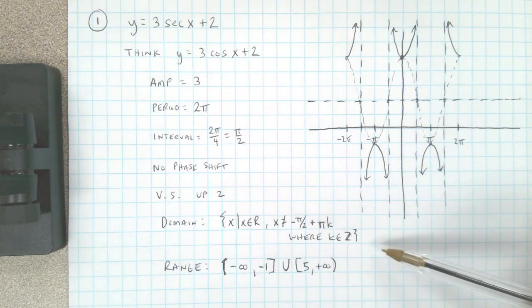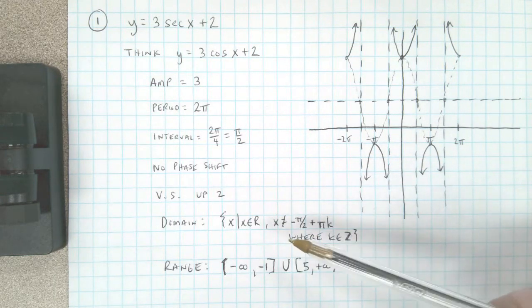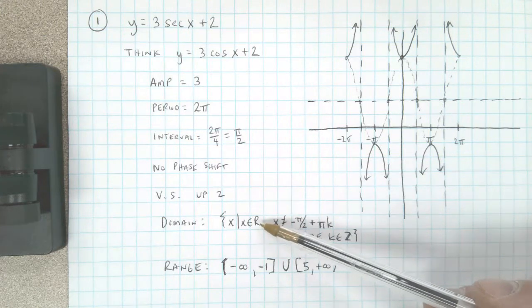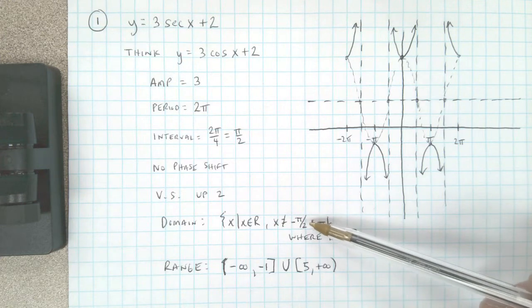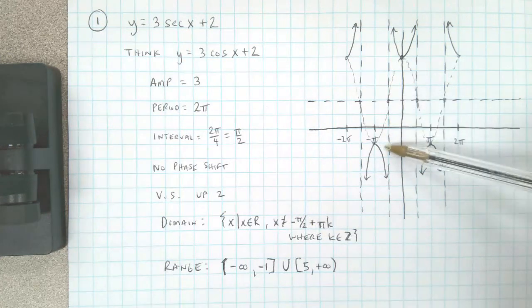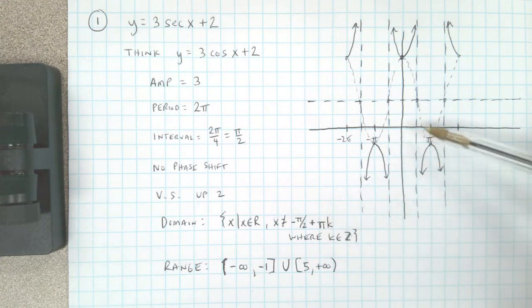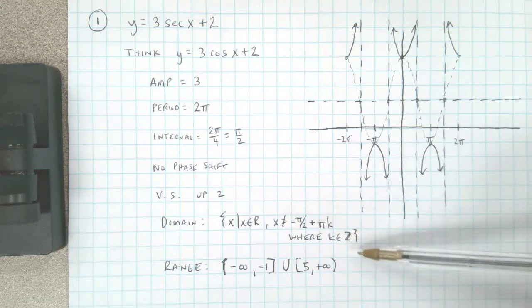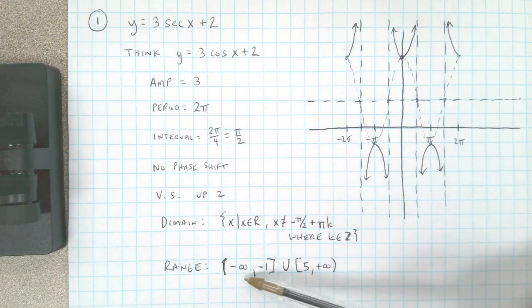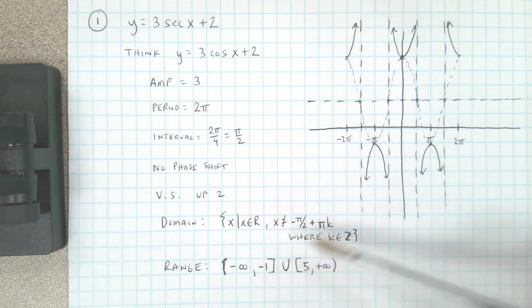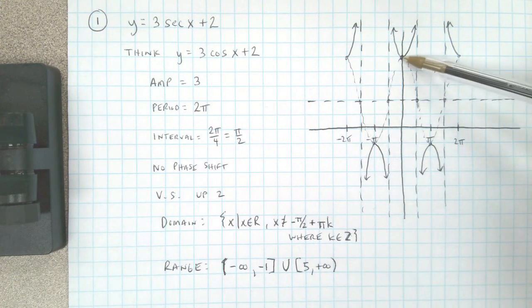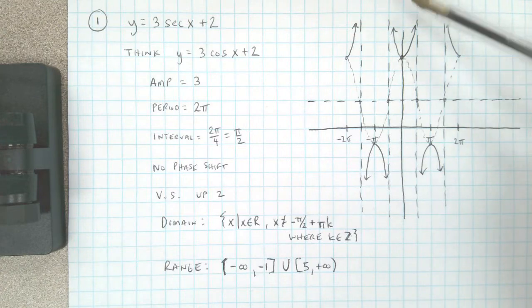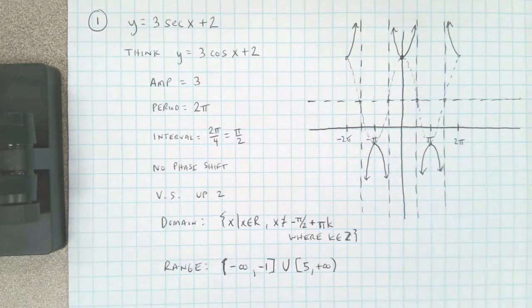And then the domain is going to be for all x such that x is an element of the real numbers, x is not equal to negative pi over 2, which is the asymptote I picked. The distance between the asymptotes is pi, so it's plus pi k, and then k is an element of the integers. Our range is from negative infinity all the way up to negative 1. And then the union of that, we pick back up here at 5 all the way up to positive infinity.